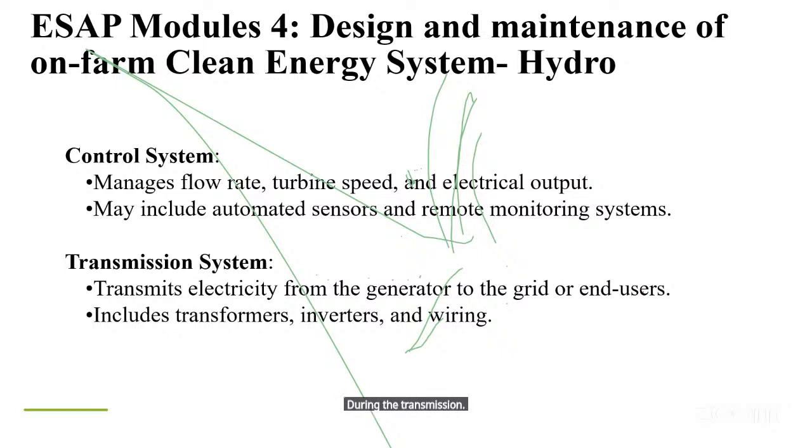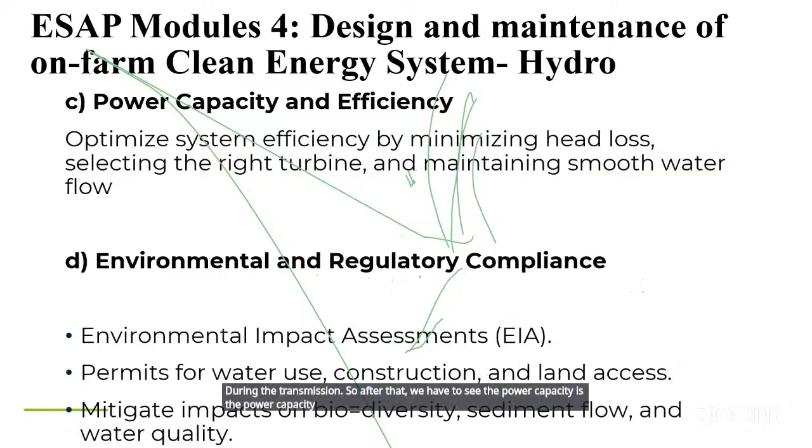So after that, we have to see the power capacity and energy that is seen after the site selection, after the demand. Now we have to see what the power capacity and the efficiency are. So we have to optimize the efficiency of the system, and for that one, we need to minimize losses.